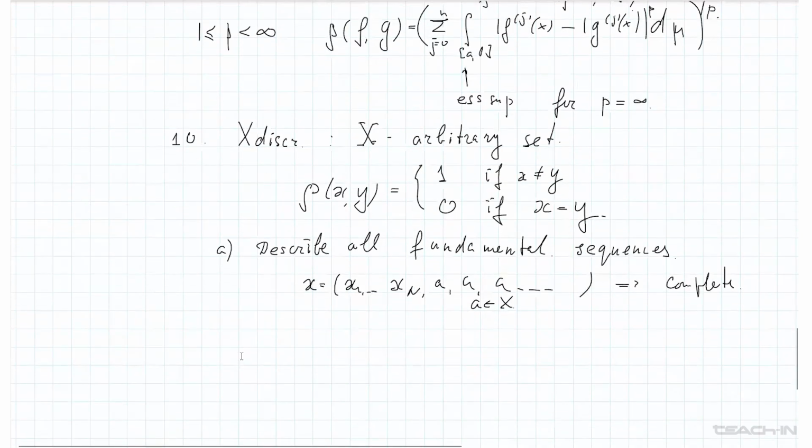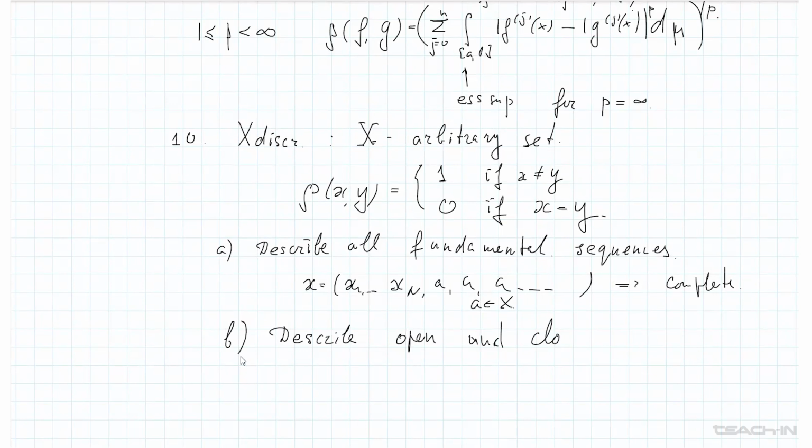Try to describe all open sets and all closed sets. Well, it's totally disconnected. So every singleton is an open and closed set. In fact, every subset of this space is open. Yes, you are right. Answer: all. It's easy to see that one point is open. Yes?